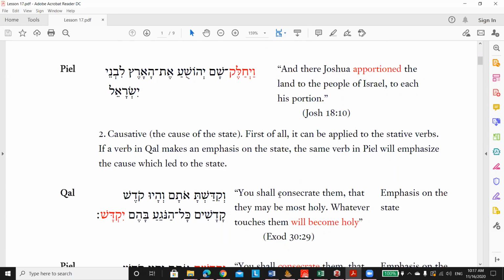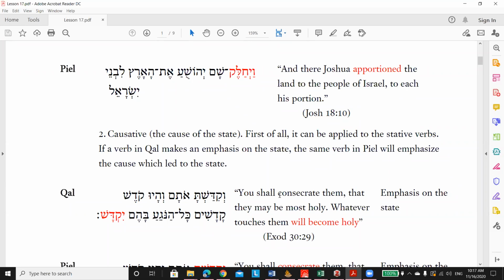Next Monday, we will study causative binyanim. This is Hifil and Hofal. But Piel sometimes also could have a causative meaning. So it tells us about the cause of the state. And most commonly, it is used with the stative verbs. We didn't talk about the stative verbs, but these are the verbs which describe a state.